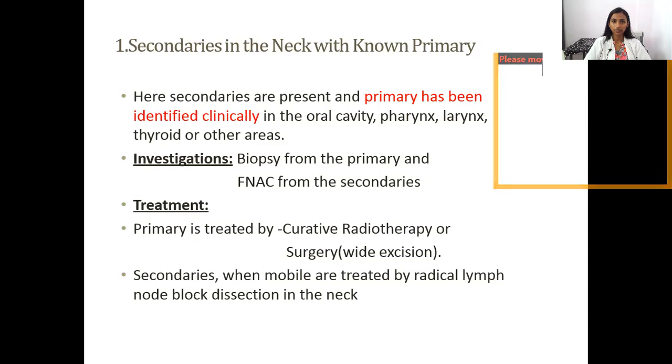And the treatment. The primary is treated by curative radiotherapy or surgery, like wide excision is required if surgery is possible to be performed. In the rest of the cases, we'll be going for curative radiotherapy. And secondaries, when they are mobile, are treated by radical lymph node block dissection of the neck.